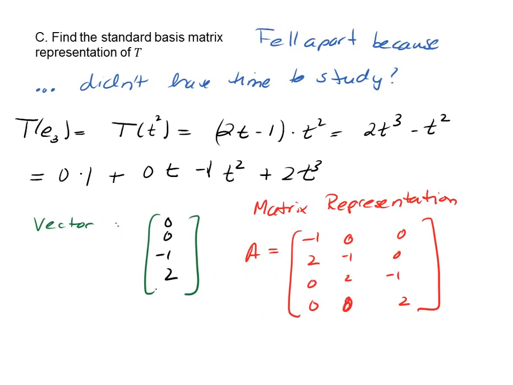And then the matrix representation is T of E1, T of E2, and T of E3. Is easier than finding an eigenvector.